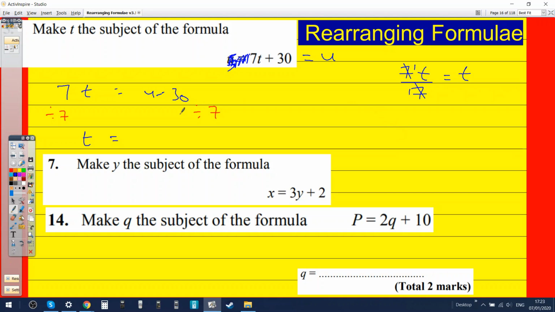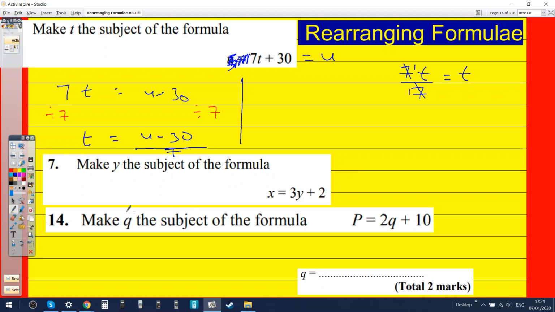Okay. What is on the right side? Is it 26? That would be if u was 4 or something. It's just, you know the way it was u minus 30? It's that divided by 7. So u isn't a number, so we can't simplify it.